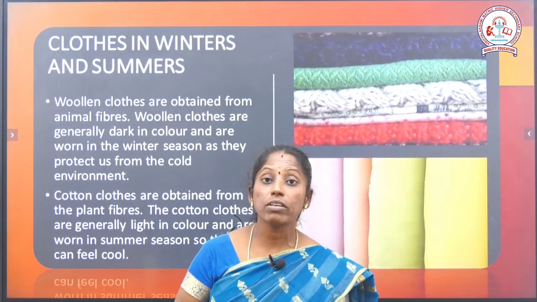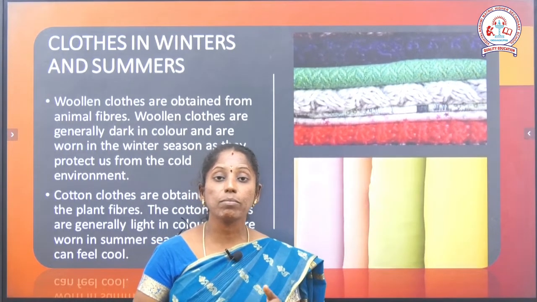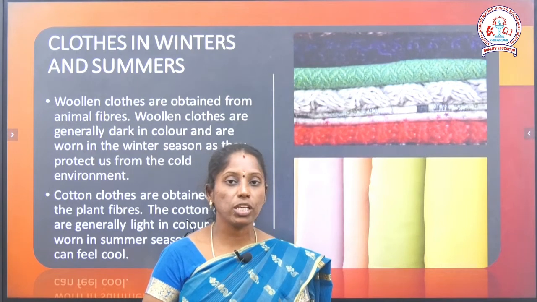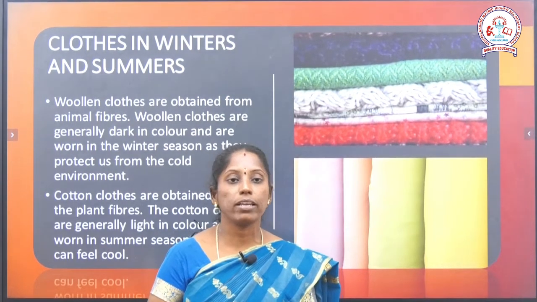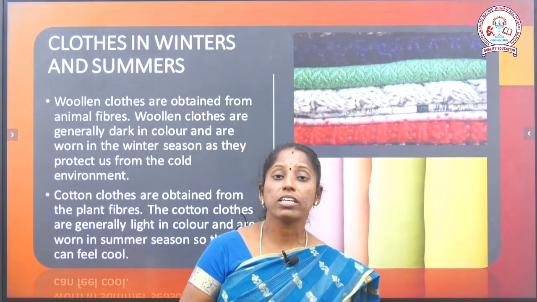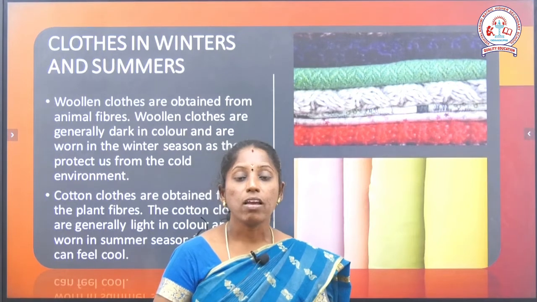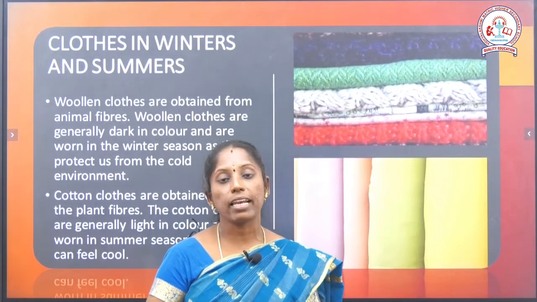We know that during the winter season we prefer woolen clothes. Woolen clothes come from animal fibers, especially sheep. We can get the wool from the sheep only. It is very dark in color, and especially during the winter season we can wear dark color clothes that are also very thick. That's why we can protect our body from cold climate.